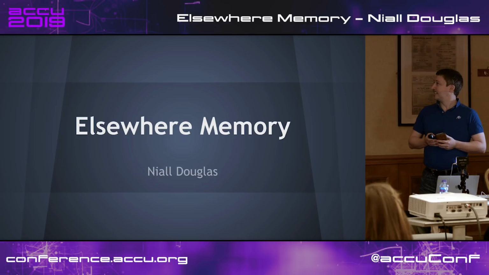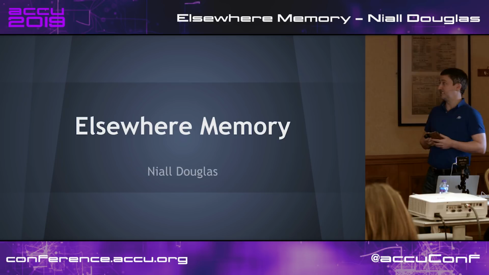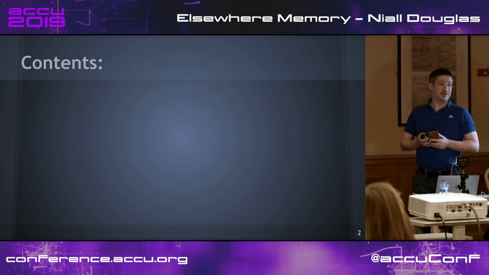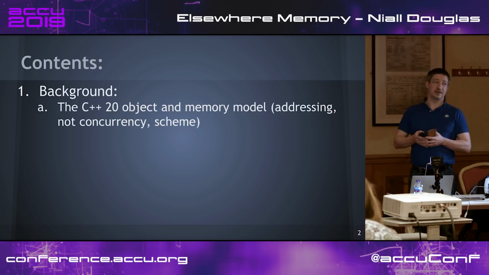I know this is a bit of an anodyne sort of topic, but ultimately it's how do we get memory maps into the C++ language, and that's where things get fun. So first I'm going to do a bit of background. I'm going to attempt to summarize the C++20 object and memory model, and that would be the addressing form of that interpretation of memory model rather than the concurrency form.